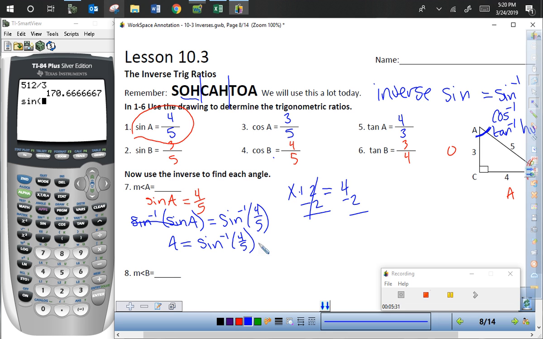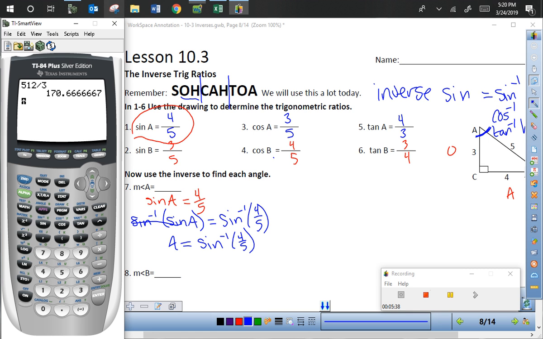Now, just like with our 512, it may not be obvious what the answer is here. That's where our calculator comes into play. We hit second or shift, then sine, and type in just that 4/5. So now it's 53.1. We're solving for A. Remember, in our triangle, A is an angle, so that's 53.1 degrees.